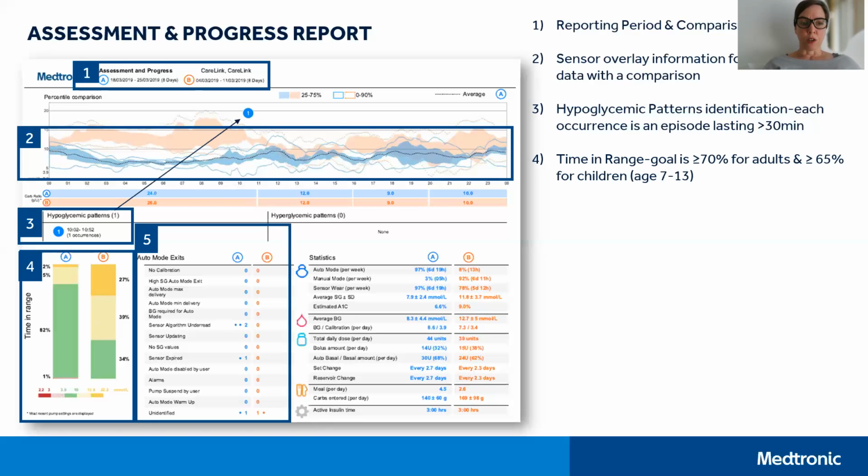Next, we are offered auto mode exit information. So all of the reasons that one might be exited from auto mode are listed, and the number of occurrences for each are noted, along with the comparison to the previous reporting period.